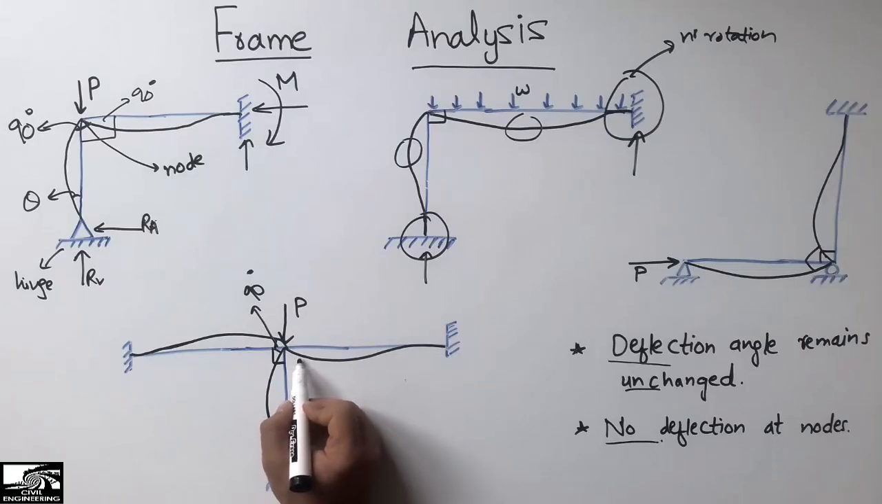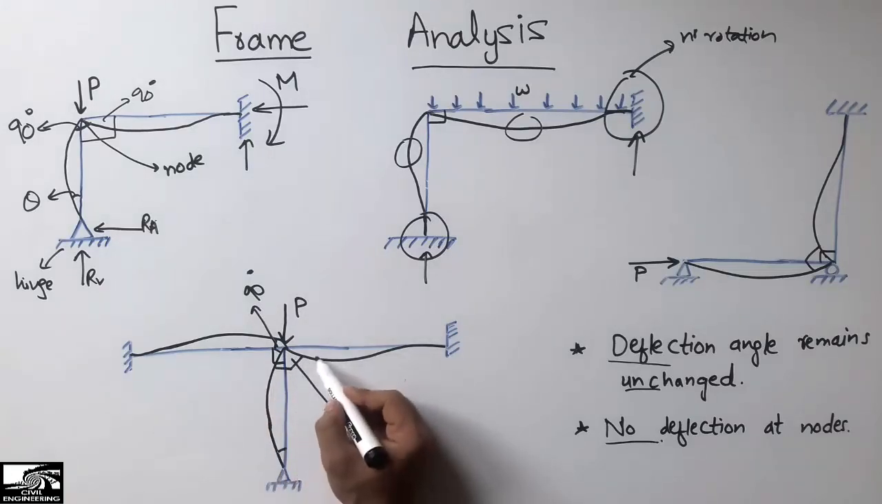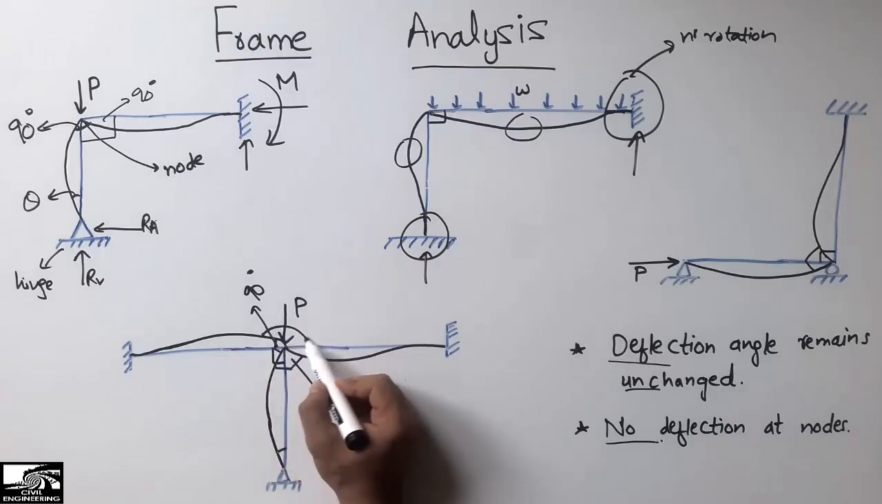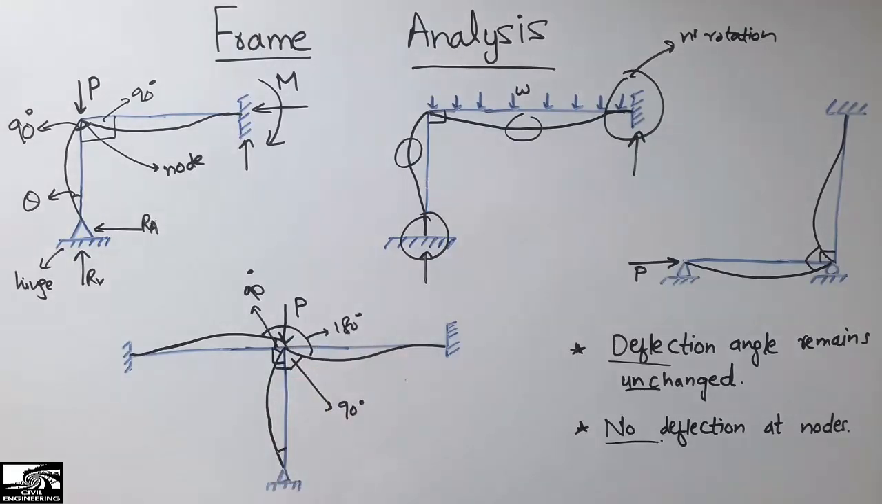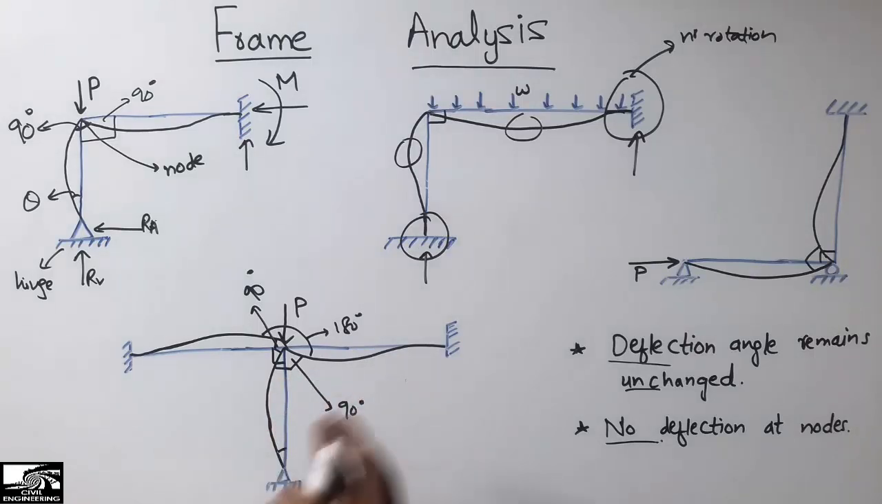Now the angle between these two members is again 90 degrees. And this one is 180 degrees between these two. So we have the same angle after rotation. So this is the qualitatively deflected shape of different types of frames.